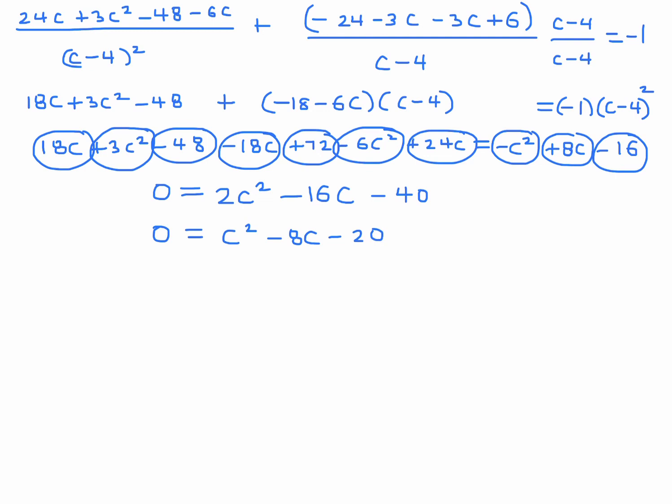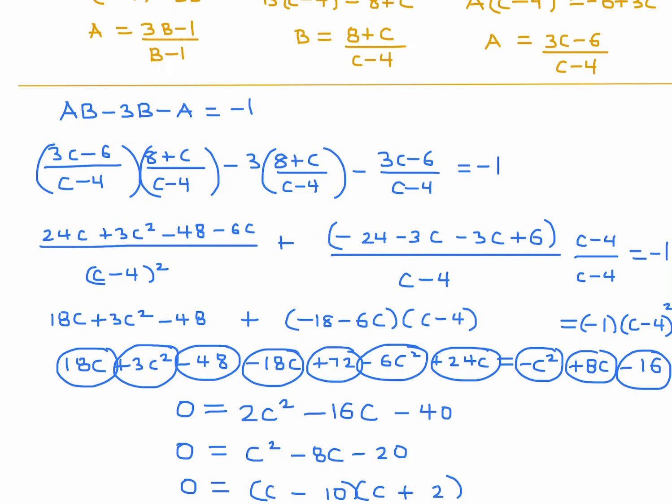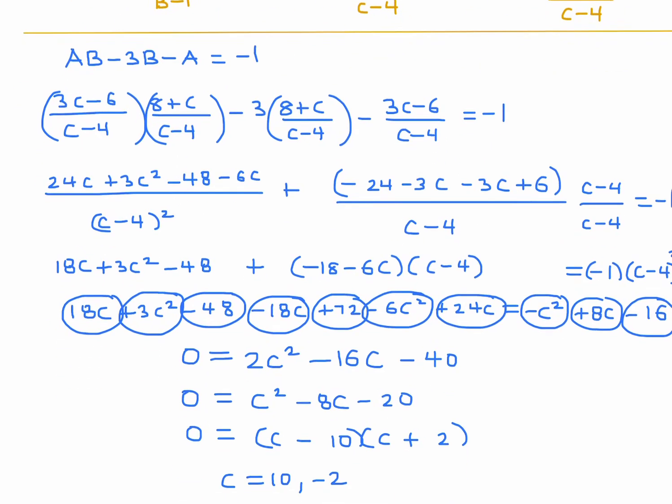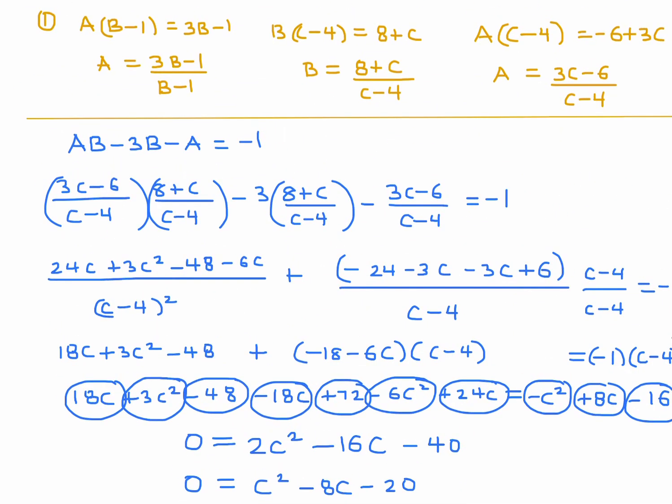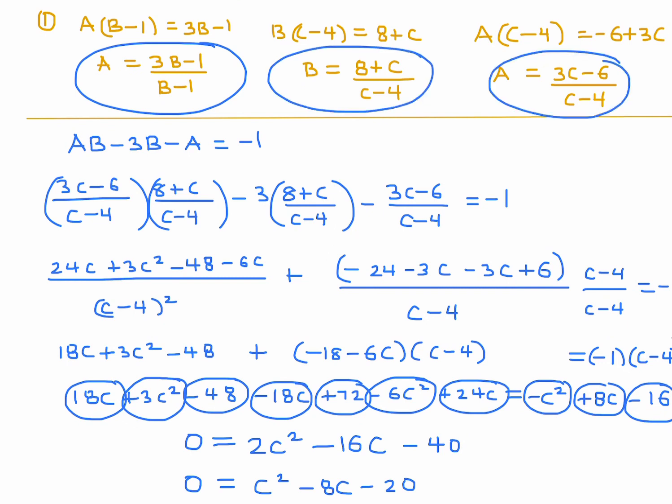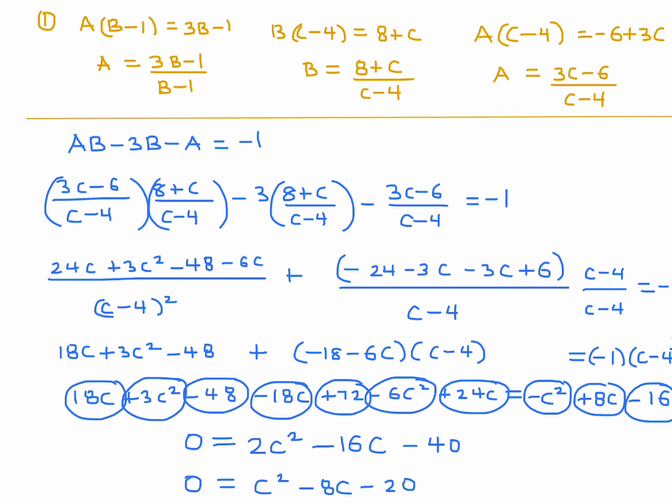And then now I'm pretty sure I can factor this. Great. So c is 10 and negative 2. See what I mean? Hard work pays off. So now I can go back and plug it into here. These formulas I will use to figure out the values for a and b, since I have my c.